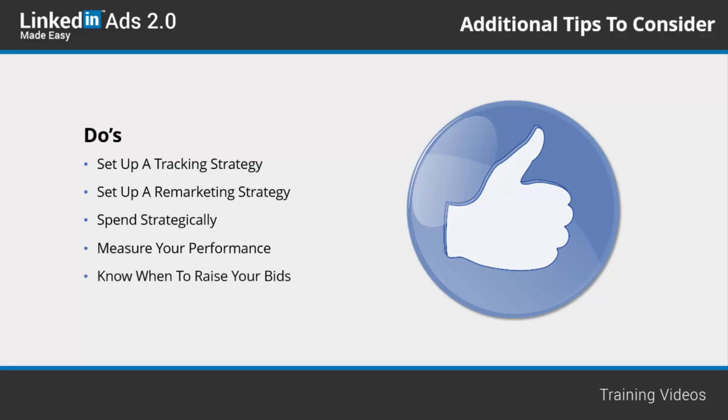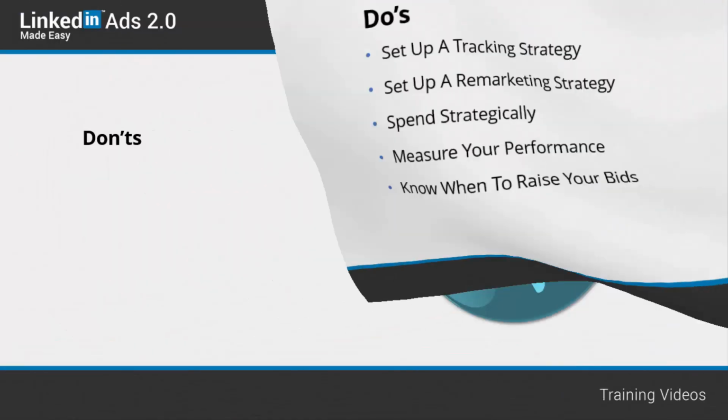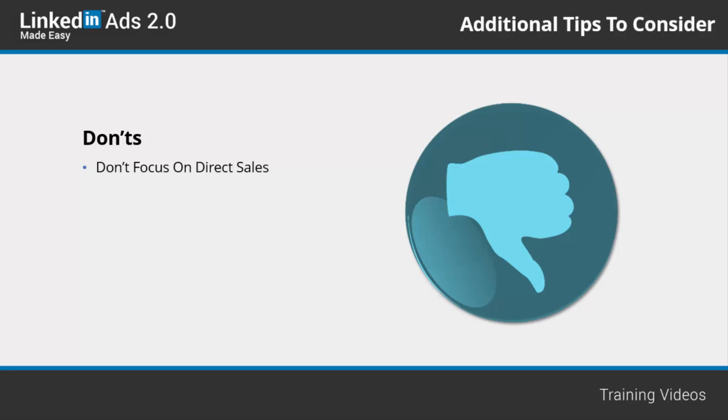Know when to raise your bids. Don't be tempted to raise your bids from the get-go in the hopes of reaching lots of targets. Instead, wait for click-through rates to go over 1% to increase your bids, and then keep them high for roughly 3 weeks. Don'ts. Don't focus on direct sales.